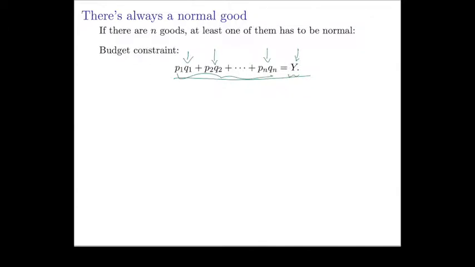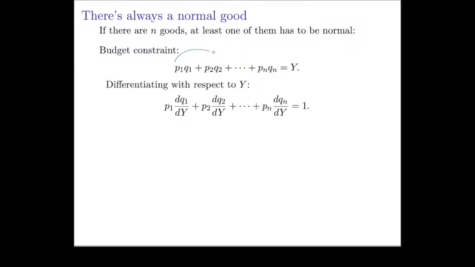That's your budget constraint. Now if we take the derivative of this with respect to y, the price is just a constant. So we get P1 times the derivative of Q1 with respect to y, because remember, the quantity demanded does depend on income. Similarly, the price of good 2 times the derivative of Q2 with respect to income, and so forth, all the way through the price of good n times the derivative of the quantity demanded for good n with respect to income. The derivative of the right-hand side is just the derivative of y with respect to y, which is 1.